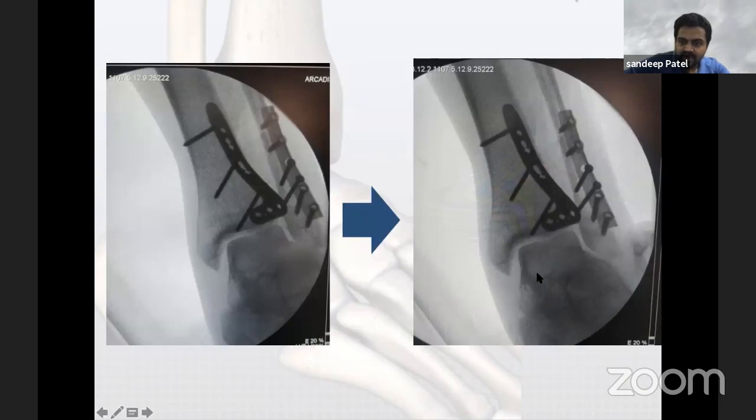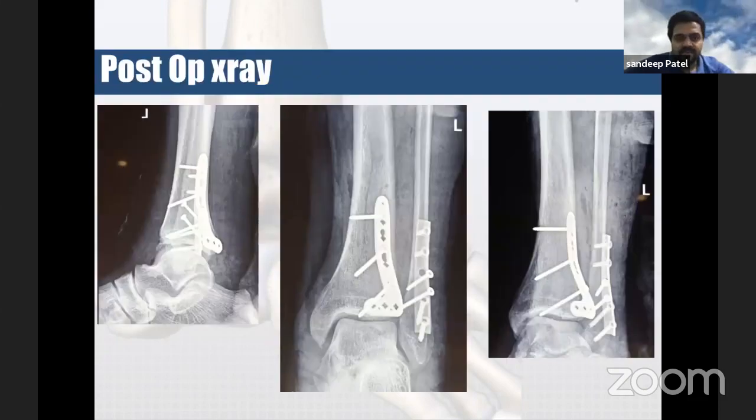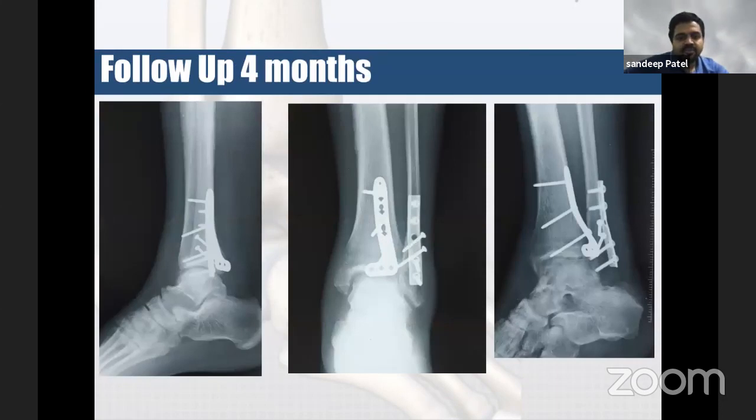So you can see my hand, I've given an external rotation. So just by fixing the fibula and the posterior malleolus in this case, a supination external rotation injury, the ankle ring became perfect. When the lateral structure was there, there was no opening with external rotation. So we went ahead with the slab and a cast for 2 to 3 weeks, followed by the pneumatic ankle brace for this patient. And this is the immediate post-operative X-ray of the same, and this is follow-up of 4 months.